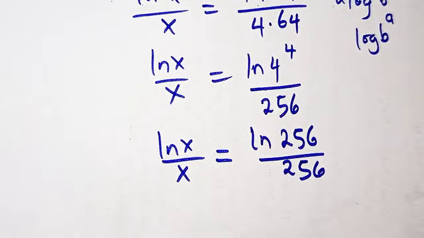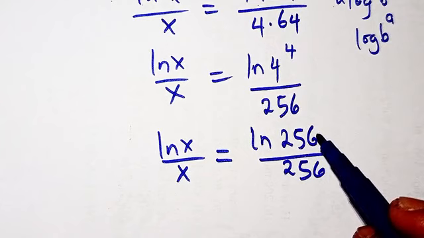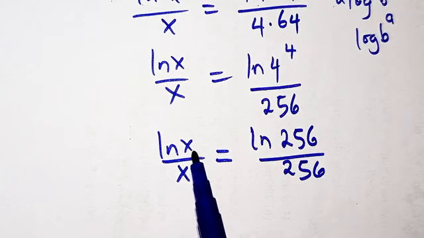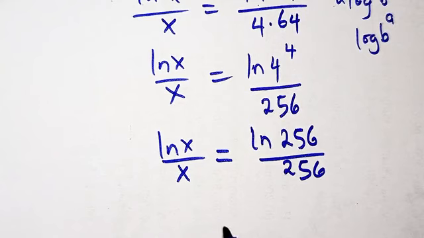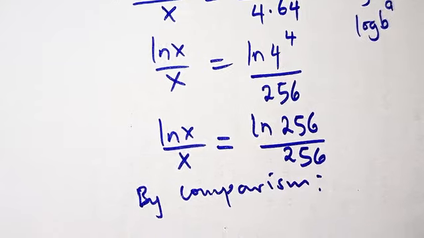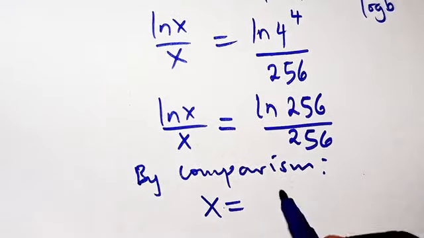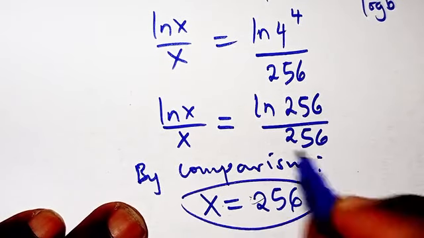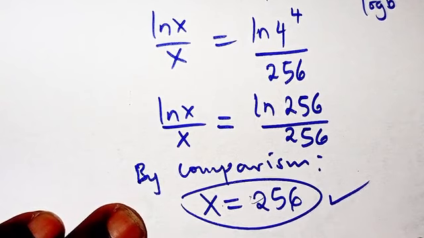So can you see what I'm saying now? The argument here is 256, and the number here is 256. Likewise, what we have as x and what we have here as x. So by comparison, you see that x equals 256. So we have the solution to be 256.